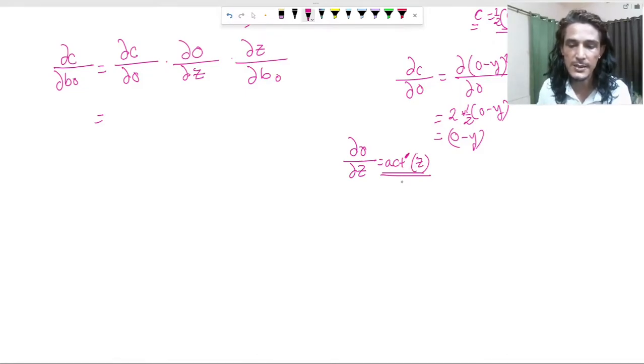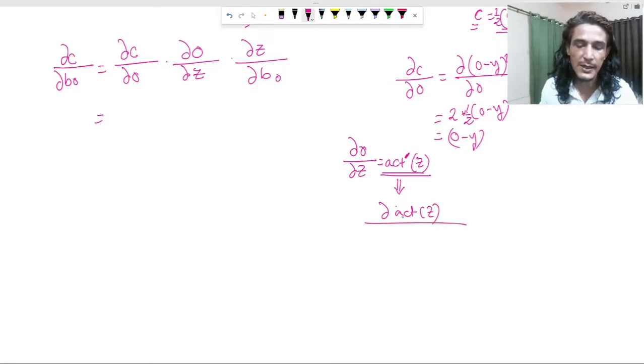This is the derivative of the activation function, meaning how much the output of the activation function changes with respect to z. It is basically computing d of activation of z, how much the activation value changes with respect to a small change in z. That's what we want to compute.